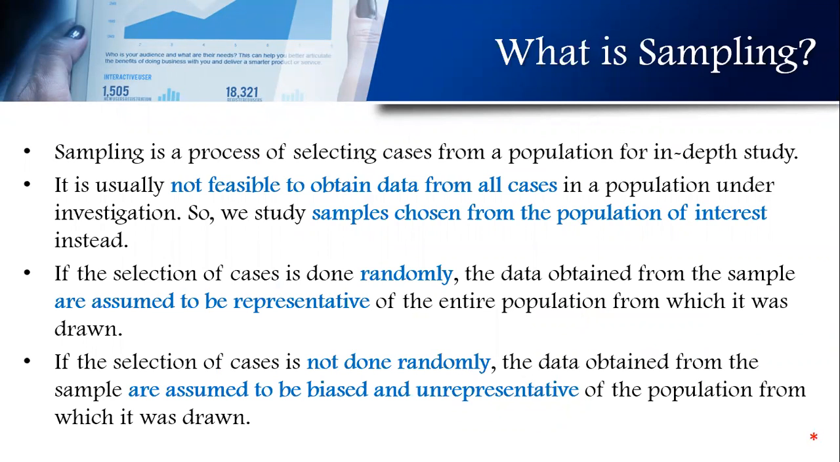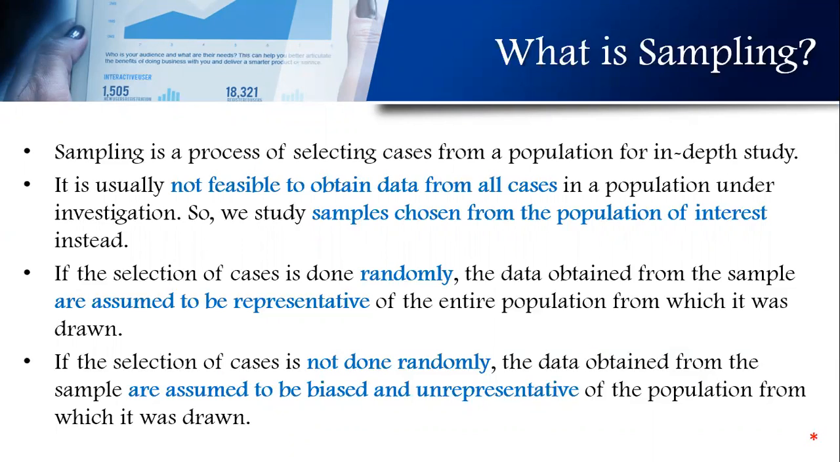Before we discuss errors and bias in sampling, we need to first discuss what sampling is. Sampling is a process of selecting cases from a population for in-depth study. It is usually not feasible to obtain data from all cases, as mentioned previously. So we tend to study samples chosen from the population of interest instead. If the selection of cases is done randomly, the data obtained from the sample are assumed to be representative of the entire population from which it was drawn.